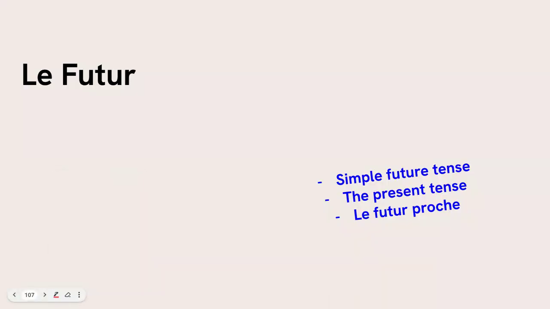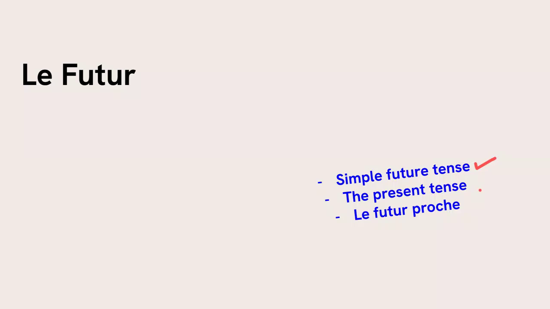Oui, ici, on a trois types de futurs en français. Je pense que c'est la même chose en anglais. On a le futur simple, the simple future tense. This is where you say, I will go, I will dance, I will cook. Yeah, talking about futuristic plans, future plans, yeah.